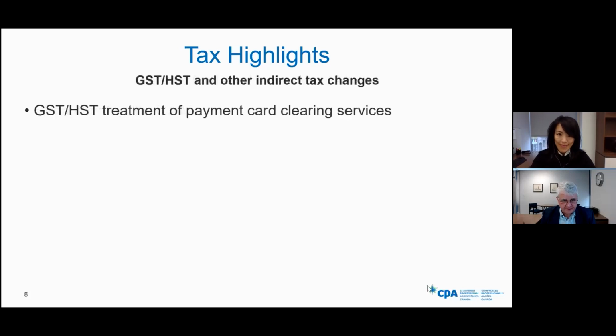And finally, there were a few changes to indirect taxes. We focused on one because it was an issue that we had been discussing in our commodity tax committee, and it's been in the media as well. And that was payment card network operators, the fees they charge. In the CIBC case, it was ruled that these fees were exempt. The Federal Court of Appeal had actually overturned the tax court.